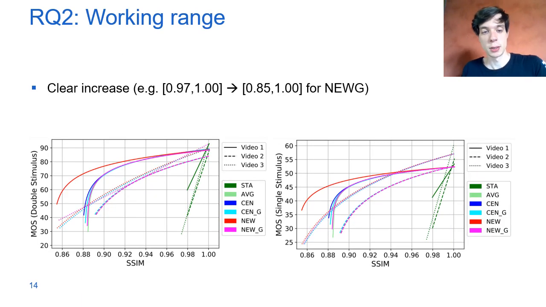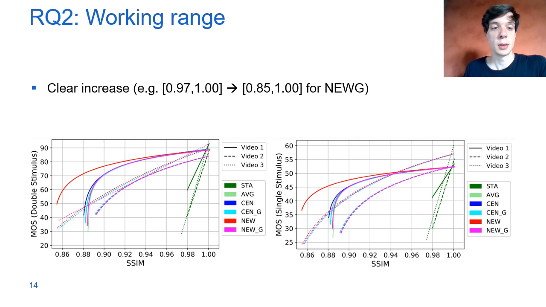And the answer to that question is yes, as we can see here on the graphs, where dark green is the standard baseline and each of the other colors is one of the background removal mechanisms we discussed. And we actually see a clear increase in working range of SSIM. For example, for the new Gaussian approach, we go from an interval of 0.97 to 1 to an interval of 0.85 to 1. Now, of course, SSIM is still a full reference metric, so not suited for client-side quality estimation.